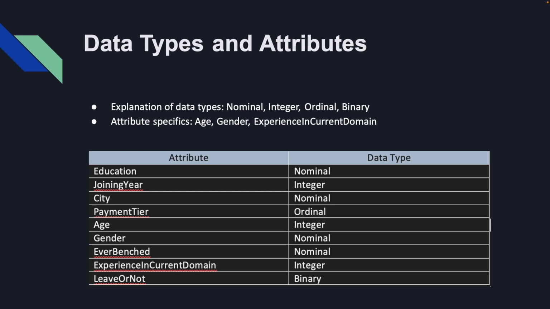So the dataset comprises diverse data types, each offering unique insights. I have nominal data like city, which categorizes employees without implying any order. Integer data like age, representing quantifiable attributes. Ordinal data like education, which implies a rank or order. And binary data, representing two possible states, like in the case of the target variable, leave or not.